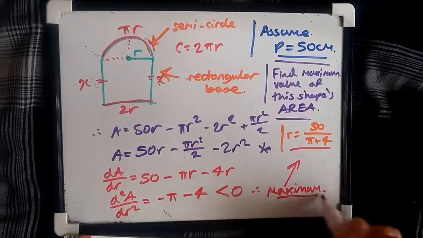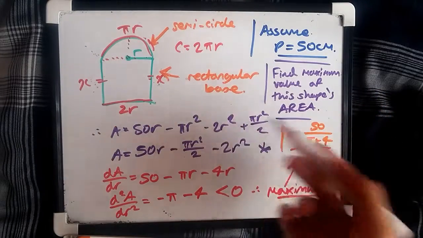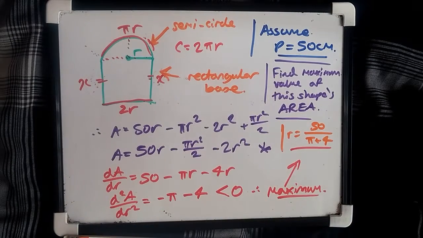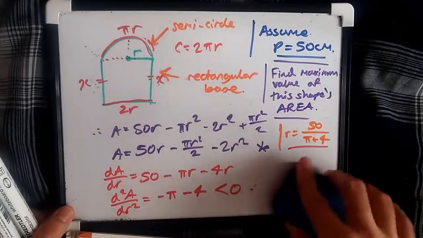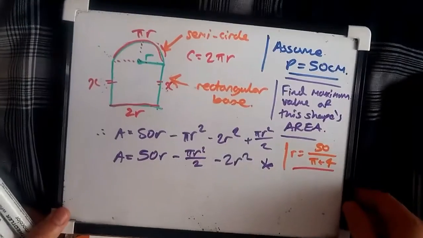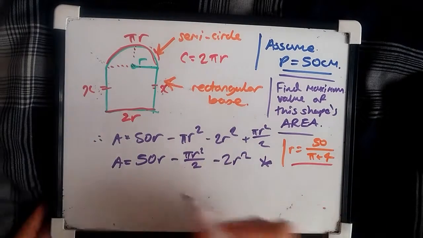And all we do now to find the maximum value of the shape's area is to substitute this value into the area equation itself. This statement just proves that this is a maximum. It doesn't really mean anything, it's just a proof. Finally, I'm not going to solve it completely, but all you're going to do is pop it in.